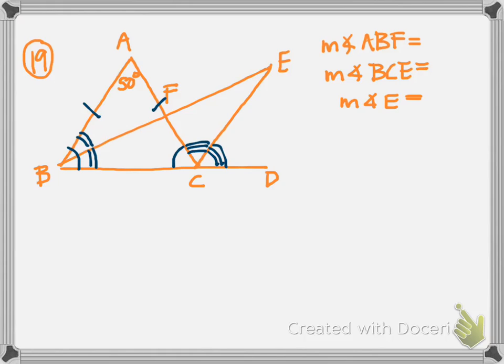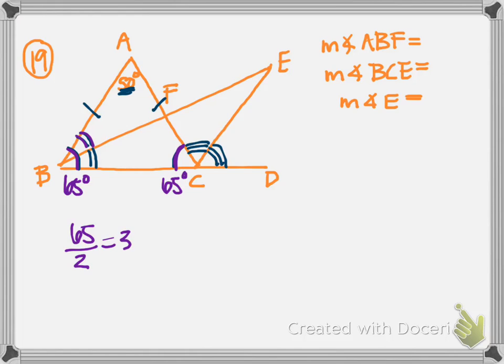If I'm looking just at isosceles triangle ABC, I already see this 50 degrees up here. So I know the two base angles have to add up to 130, so that all three angles will add up to 180. If this angle and this angle add up to 130 and they have to be congruent, they're each going to equal half of 130. So they're each going to equal 65 degrees. But this angle ABF is half of the 65, so I've got to just divide the 65 by 2.